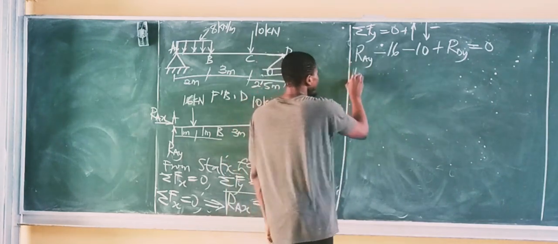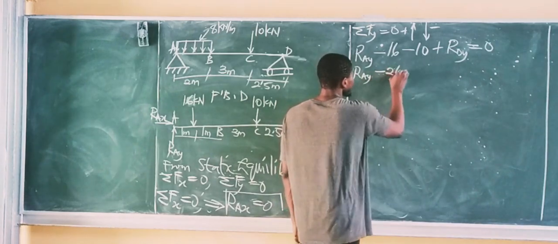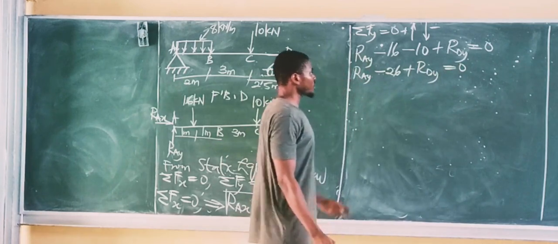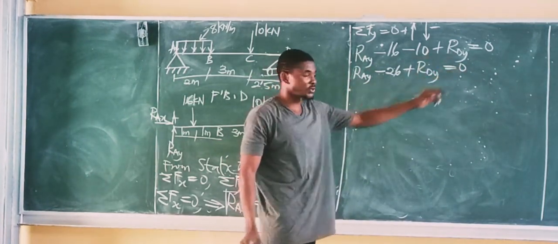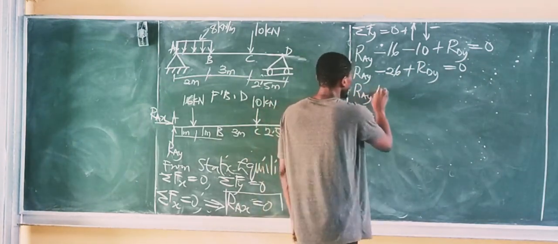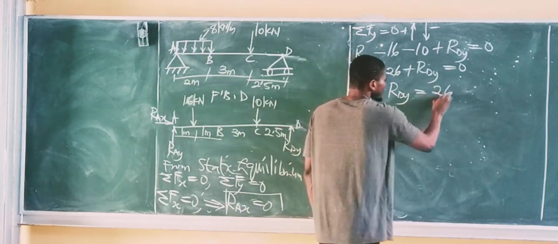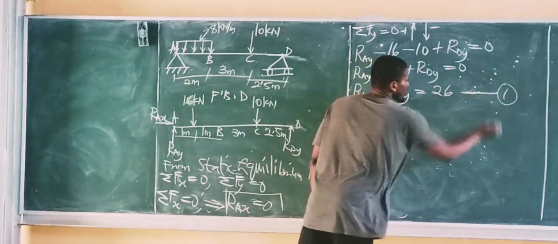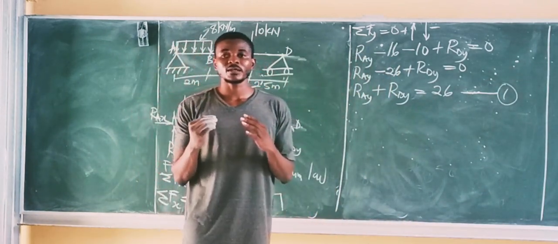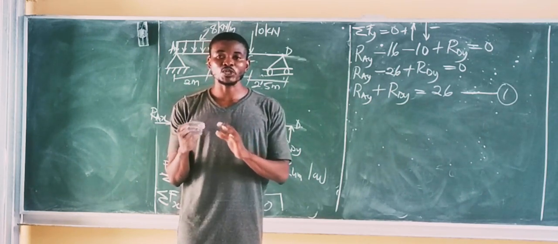Okay, so RAY minus 16 minus 10 is actually minus 26 plus RDY, and that's equal to 0. So let's send minus 26 over to this side of the equation. We simply have that RAY plus RDY is now equal to 26. Call this equation 1. So notice now that equation 1 is what? An equation that involves two unknowns in one equation. So it's impossible for us to solve.